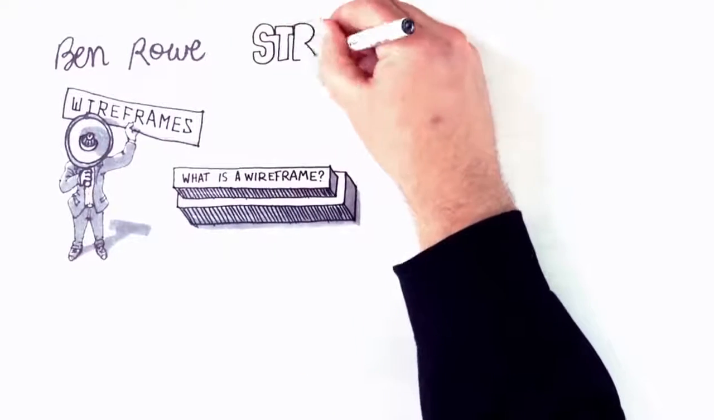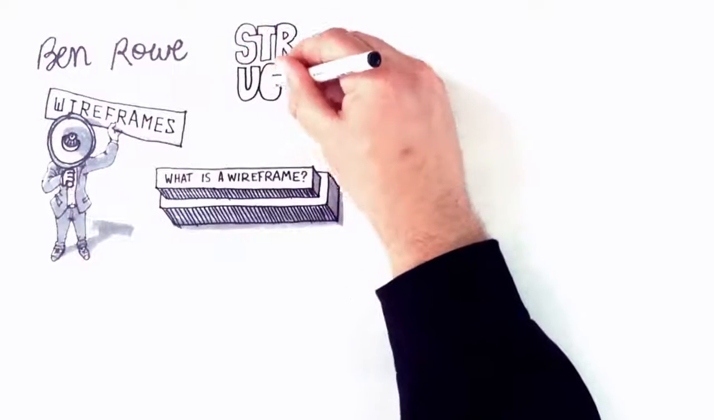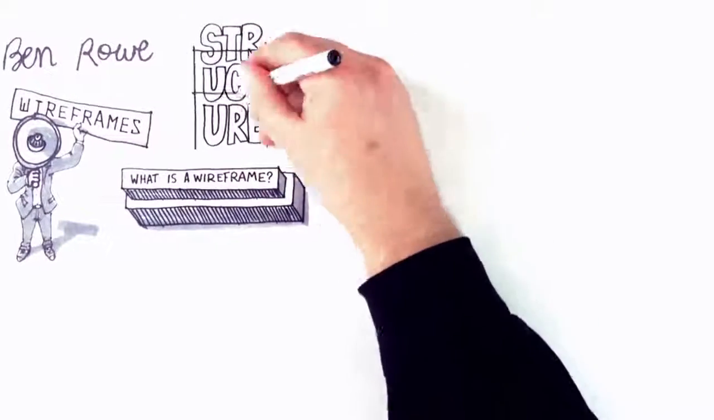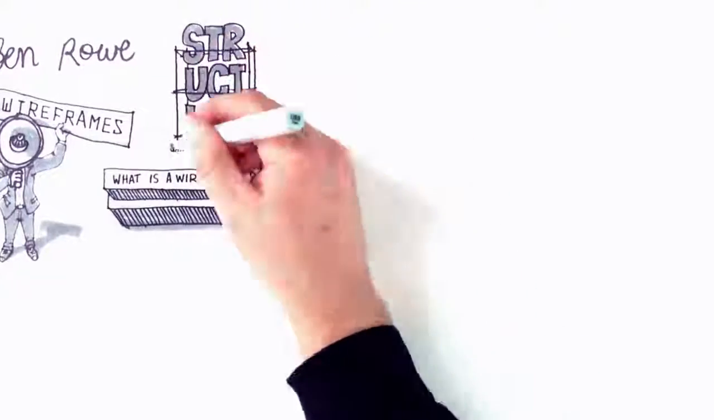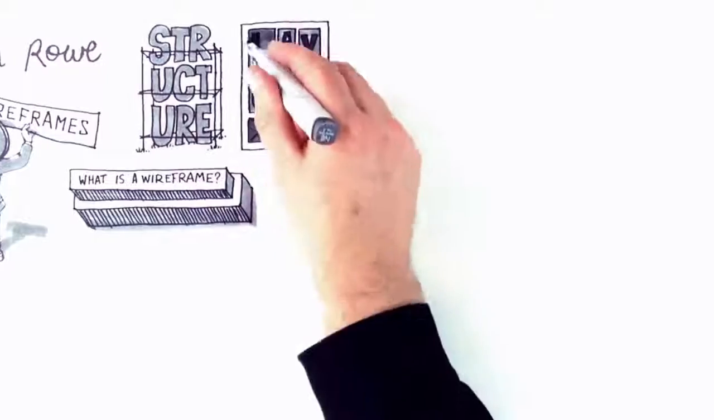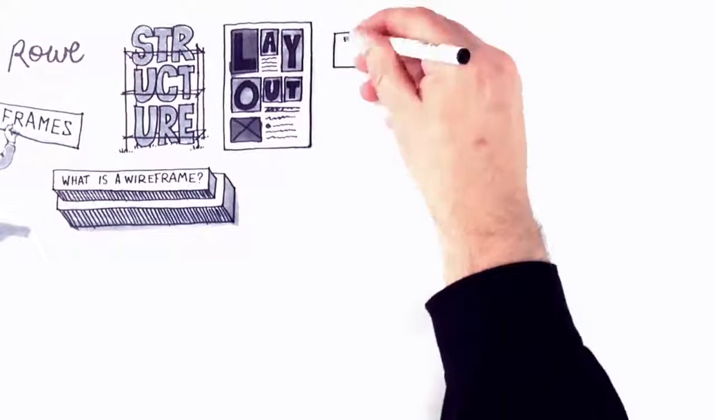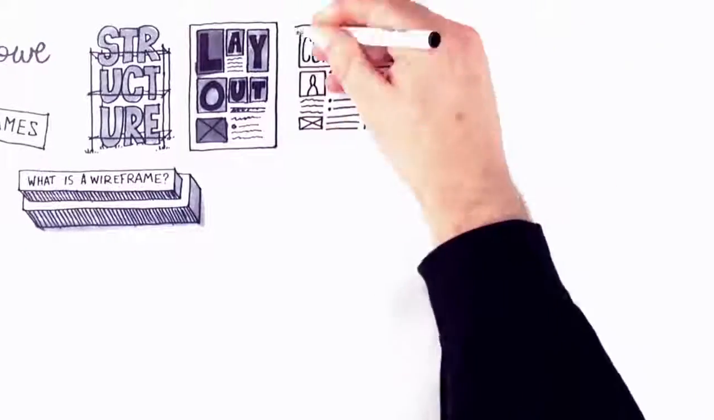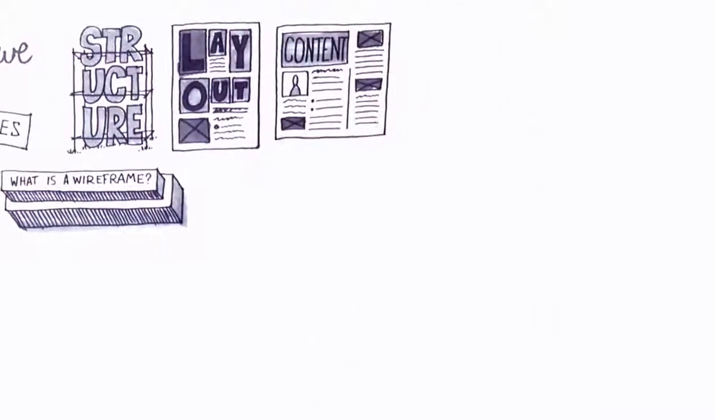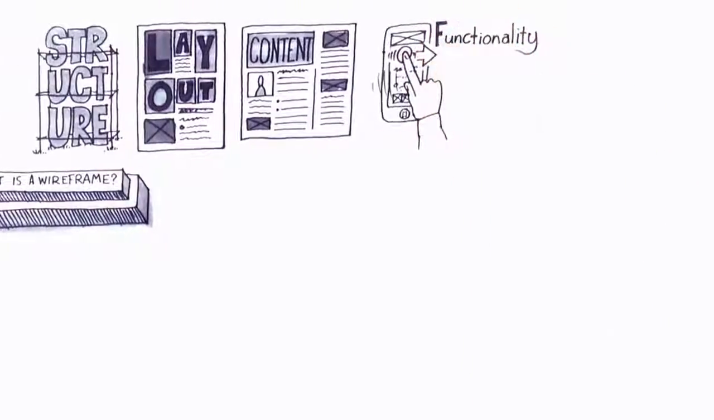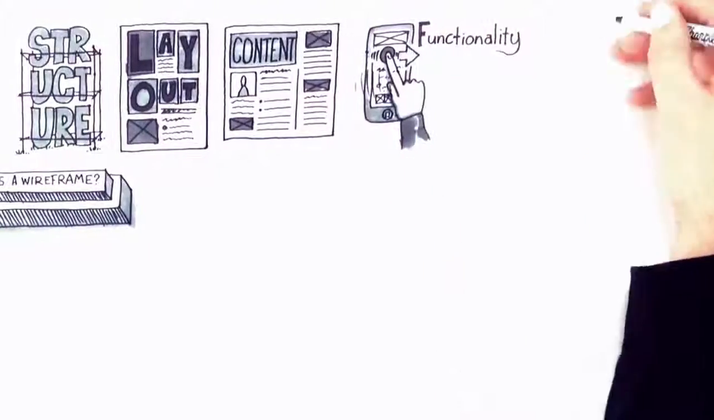It's a draft visual representation of your user interface, and you can use wireframes to communicate four things: the structure of your navigation and information architecture, the layout, including page hierarchy and the placement of elements on the screen, the content. Wireframes give content writers an idea of how their content will be placed within the design, and the functionality. Wireframes can describe how your product will work and how it interacts with the people using it.